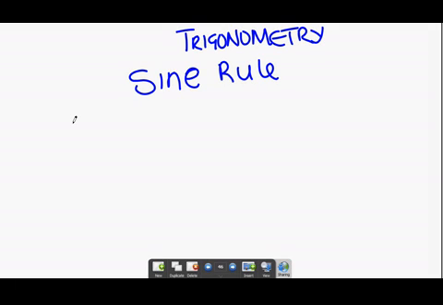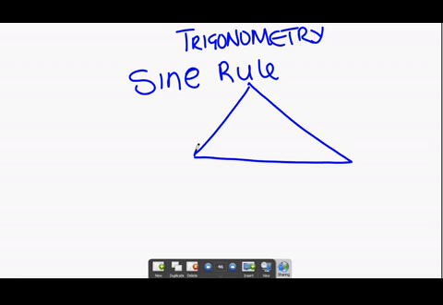Also the sine rule. Now the sine rule normally applies to a triangle, and this triangle has got sides, and these sides are labeled A, B, C. So which means that here there is angle capital A, angle capital B, angle capital C inside the triangle.